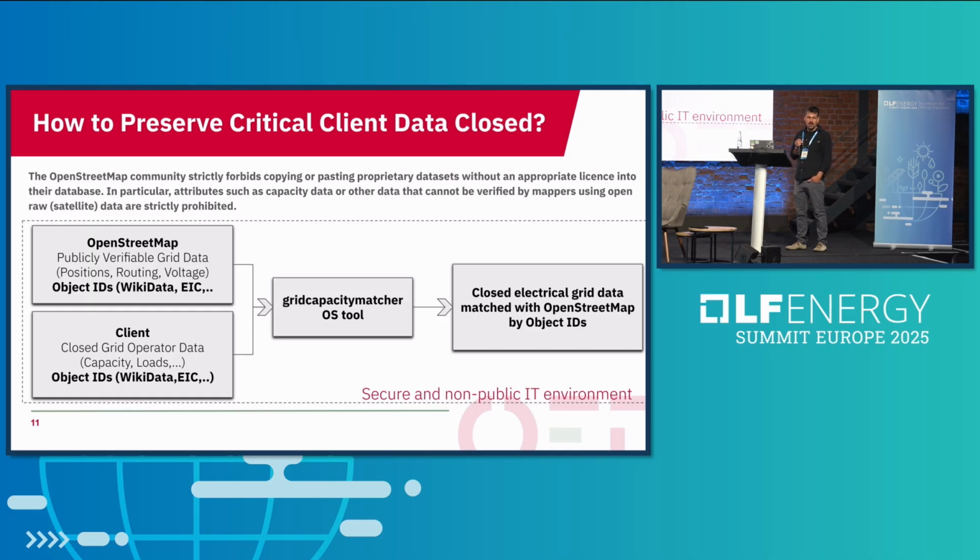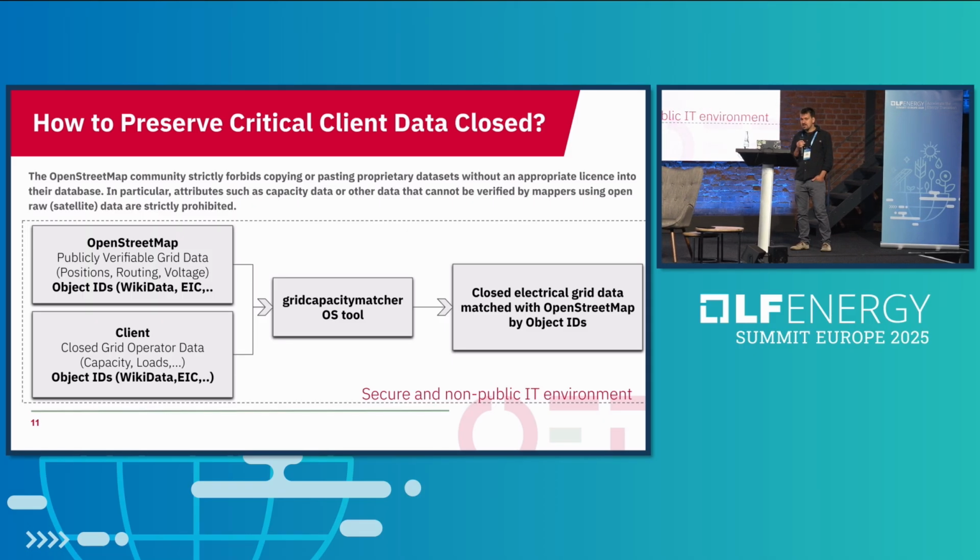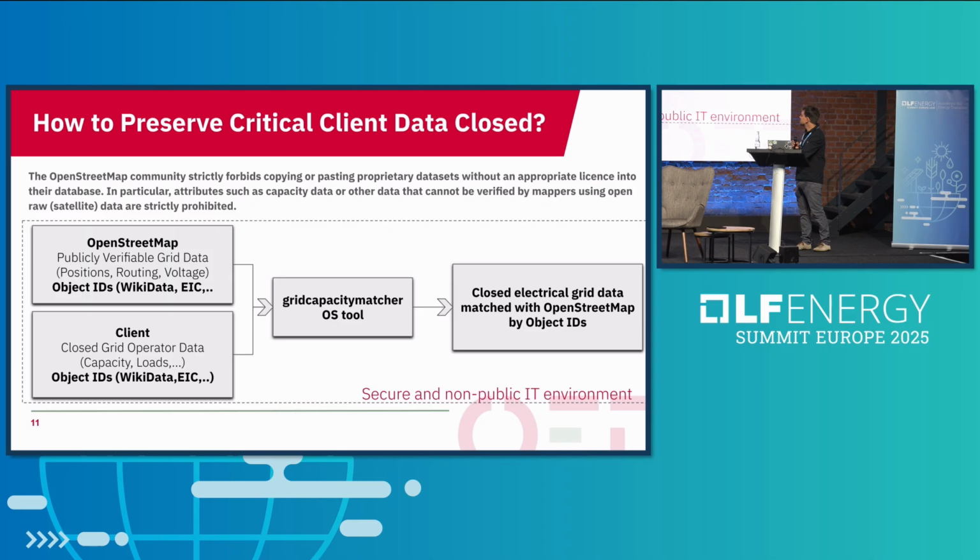So you would have an OpenStreetMap data set that is publicly available, that is more or less your standard. Then your client data set is closed, they don't want it to be public, and they will just run this on their own secure, non-public IT infrastructure. We are currently creating a tool called the Grid Capacity Matcher that will match the OpenStreetMap information with your capacity information, and whoops, you have an open standard combined with your secure data. That's more or less what we are working on together within Open Energy Transition with the OpenStreetMap community.